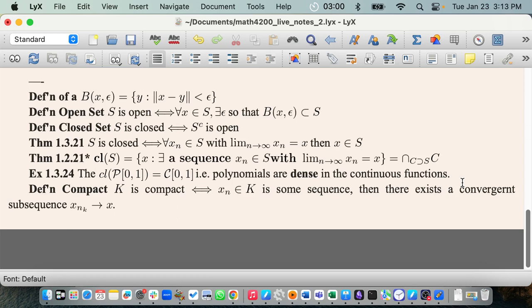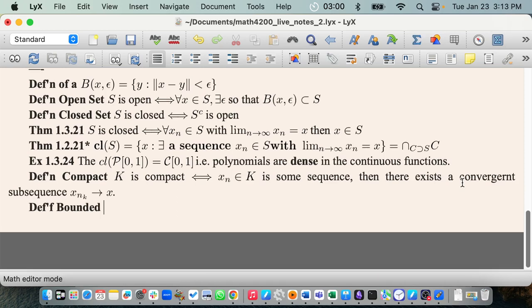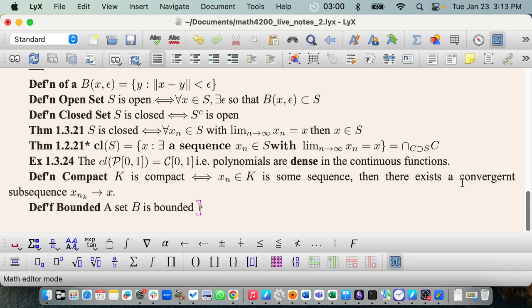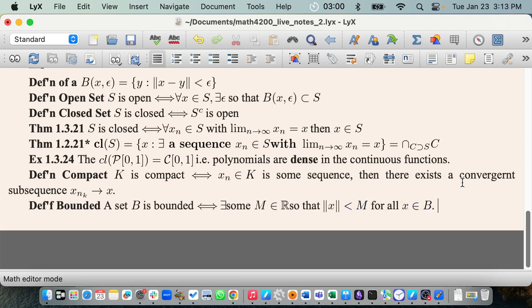All right. There's one notion I never defined that is useful, which is bounded. Let's put the definition of bounded on the board as well. A set, let's call it B, is bounded if and only if there exists some M in R so that the norm of x is less than M for all x in B. So there's something that contains everybody. That is what bounded means.